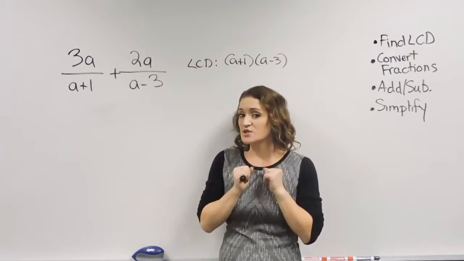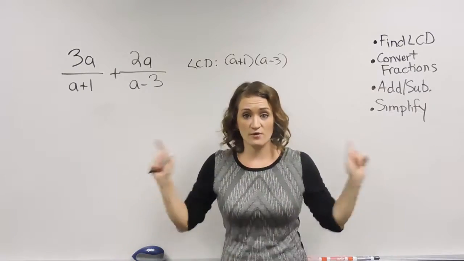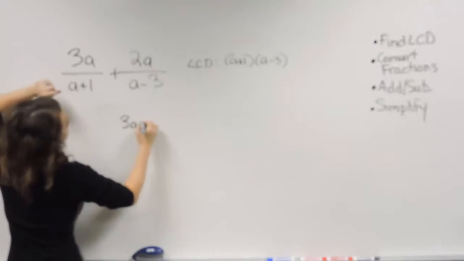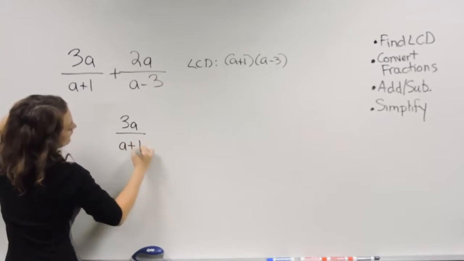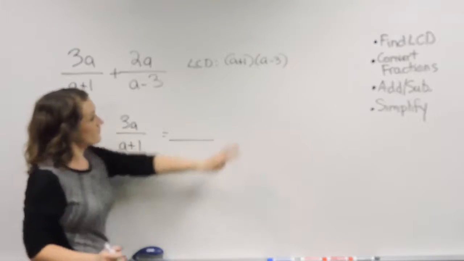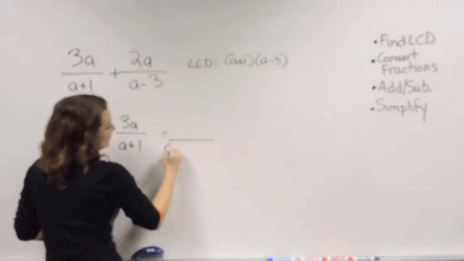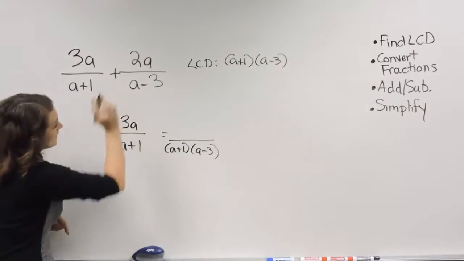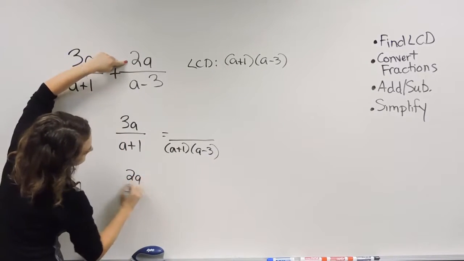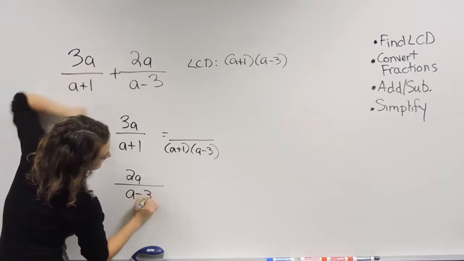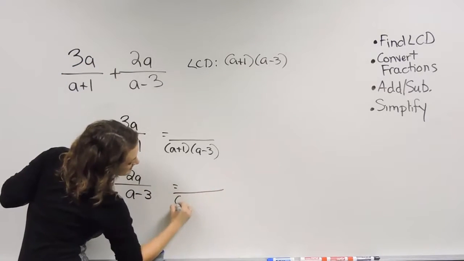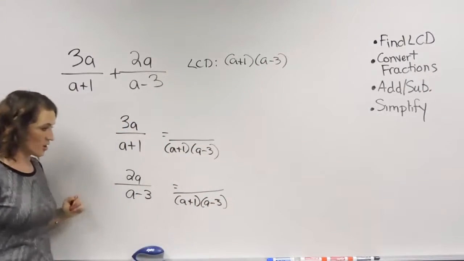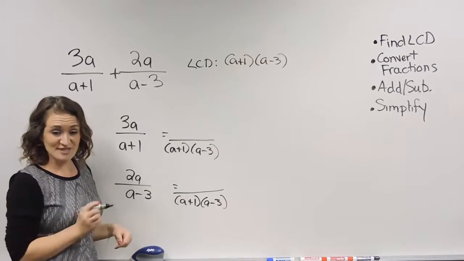Now, step 2 is to convert your fractions. I'm going to take the first fraction, 3a over a plus 1, and we want to convert that to have our common denominator, a plus 1 times a minus 3. Then we take the second fraction, 2a over a minus 3, and do the same thing, because we want it to have the common denominator. So we need to convert these two fractions.